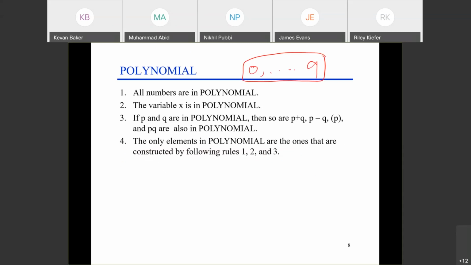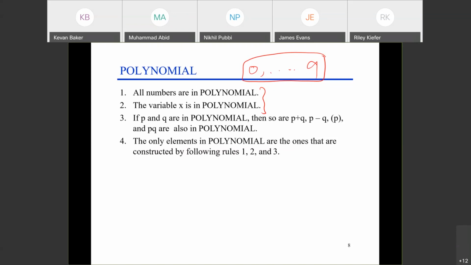This is my base case, and I told you you may have more than one base case. If you write code for that, you can use an else condition. So if-else. Now the variable x is in polynomial, so these two are my base cases. And now I'm saying if P and Q are in polynomial, then so are P plus Q, P minus Q, the parentheses around that, and P dot Q. These are the second rule, which is here, and the third rule.